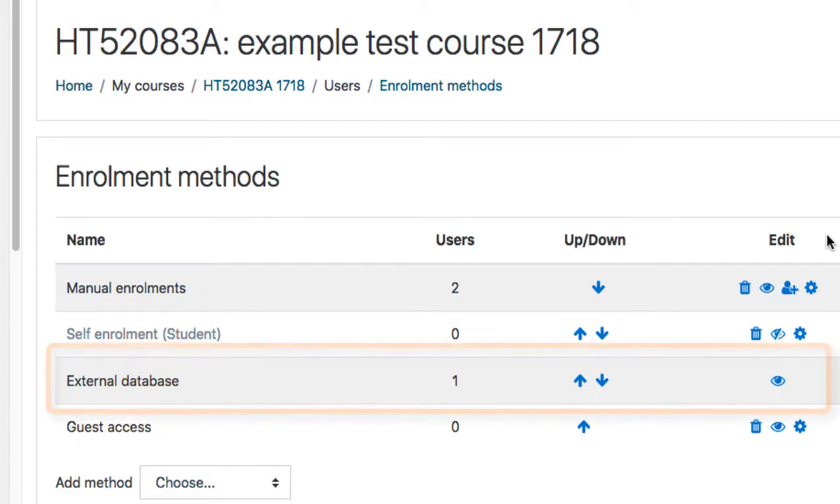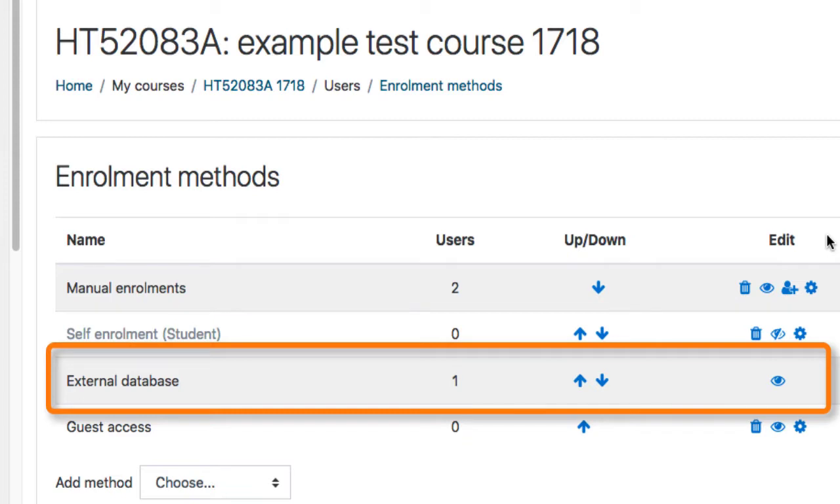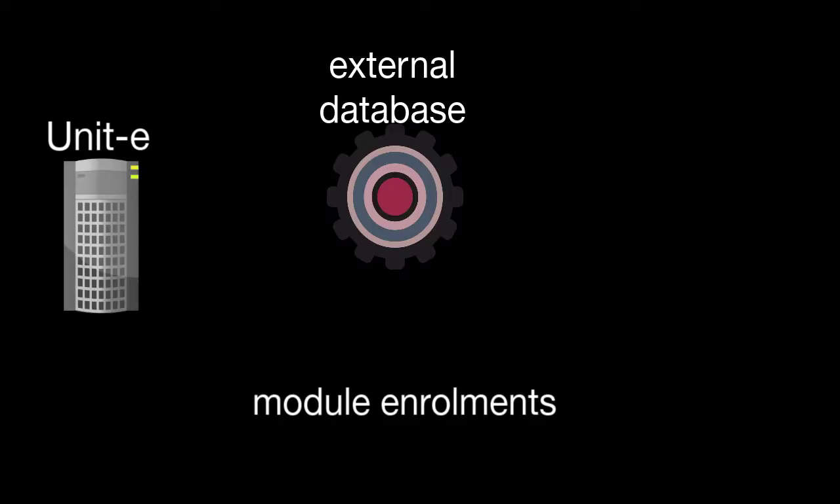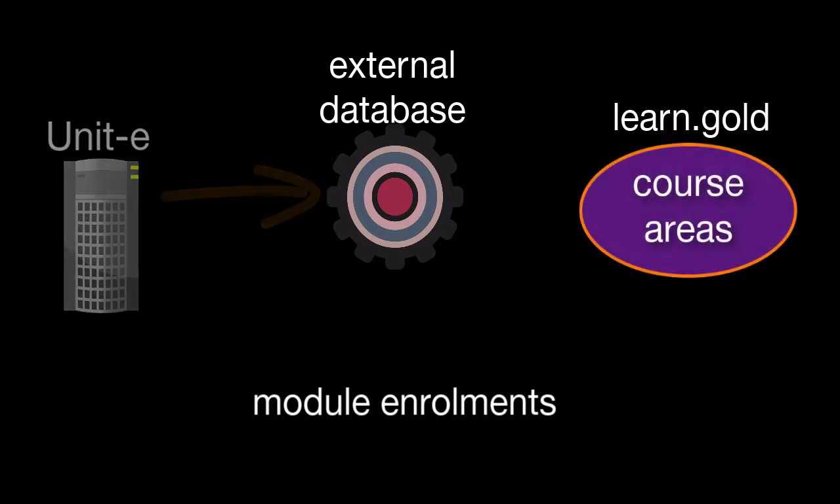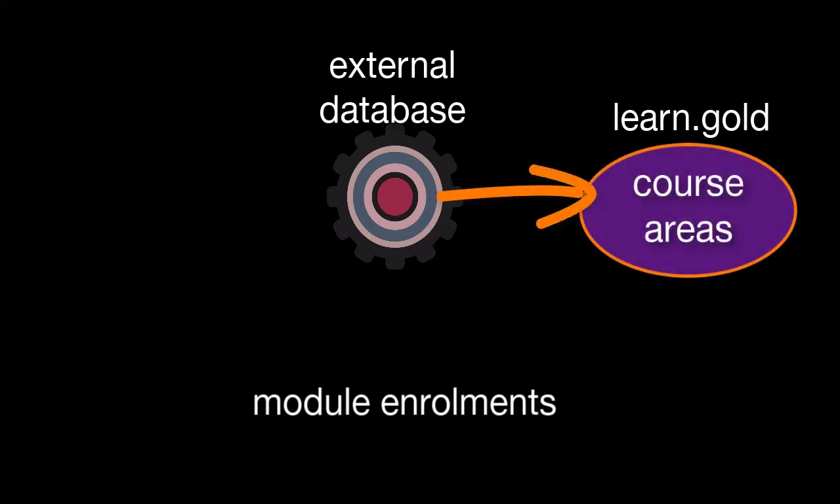The Moodle term for this is actually external database enrolment, and this kind of reflects what happens behind the scenes. An overnight process takes data from Unit and populates a database of module enrolments, which learn.gold then uses to add students to this year's course areas. It will also remove students that have changed modules.